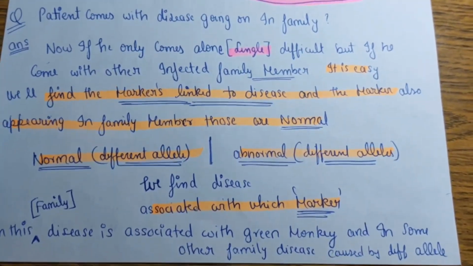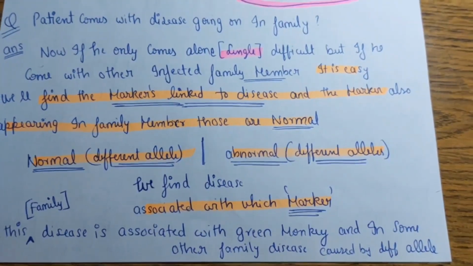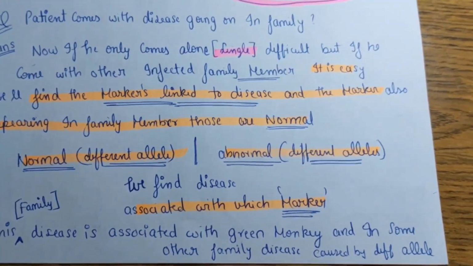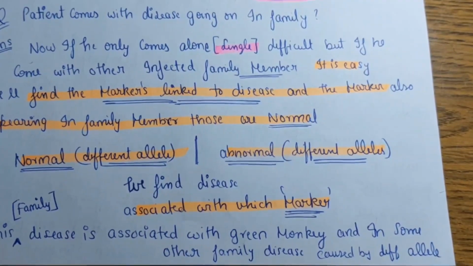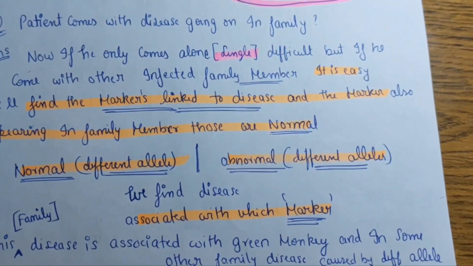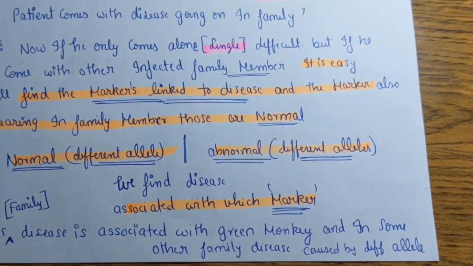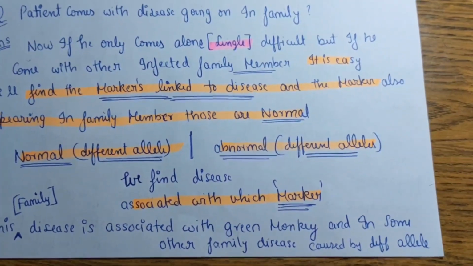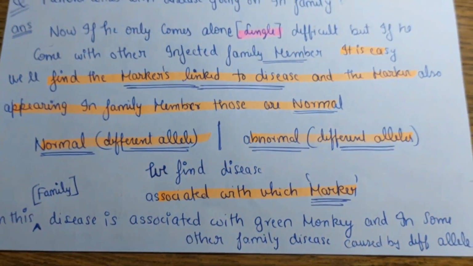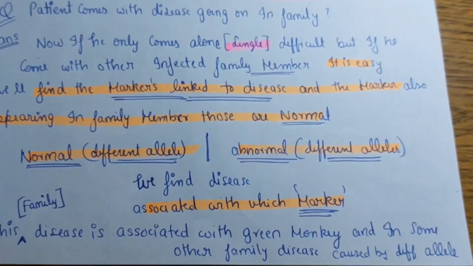Now if a couple comes to do the analysis and check for the disease, but the couple comes alone, it will be difficult to do the analysis. But if the couple comes with some family members, including those who are affected by the disease and normal family members, it will be easy to do the diagnosis, because then we can find in the affected individuals which genetic marker is linked to that disease, and we can also find in normal family members which genetic markers are not linked to that disease. So from the normal and affected people, we can find the genetic markers, and then we can determine if that defective gene is present in the newborn.